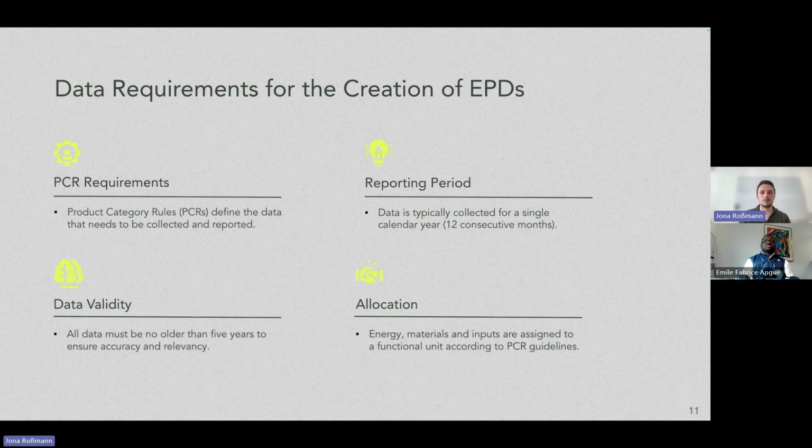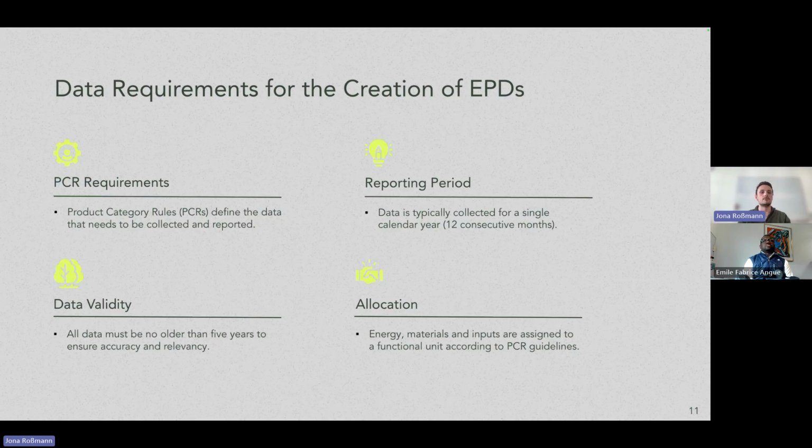It always depends on the specific PCR. So the learning here should be that before you start developing an EPD, you should be aware of what the PCR is and understand it. And this is also, of course, something where digital tools help.